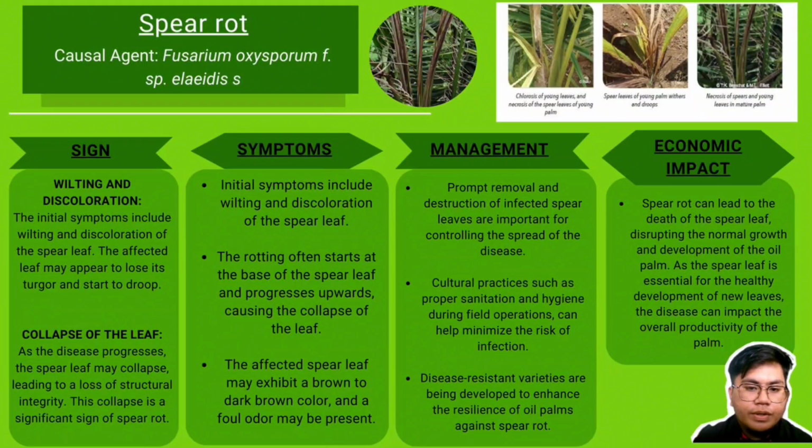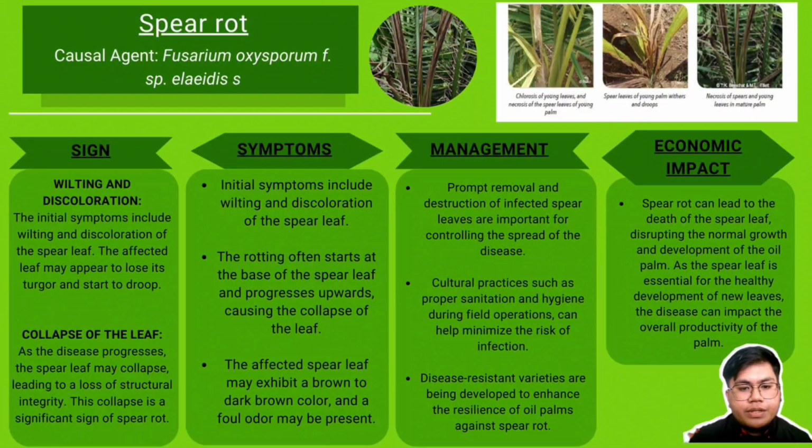Next, symptoms involve wilting and discoloration, typically initiating at the base of the spear leaf, advancing upwards, leading to leaf collapse. The affected spear leaf may display a brown to dark brown color, accompanied by a foul odor. Efficient disease management involves swiftly removing and eliminating infected spear leaves to control disease spread. Cultural practices, including maintaining proper sanitation and hygiene during field operations, are essential for minimizing infection risks. Additionally, the development of disease-resistant oil palm varieties enhances resilience against spear rot.